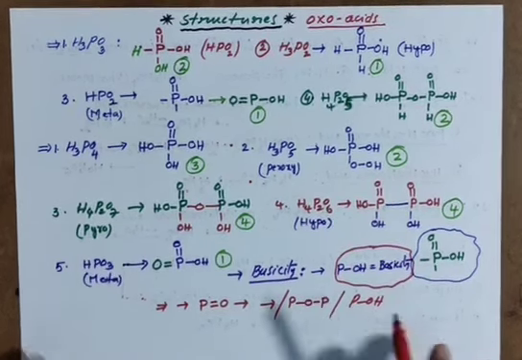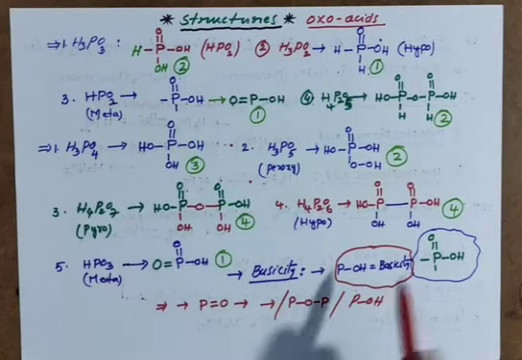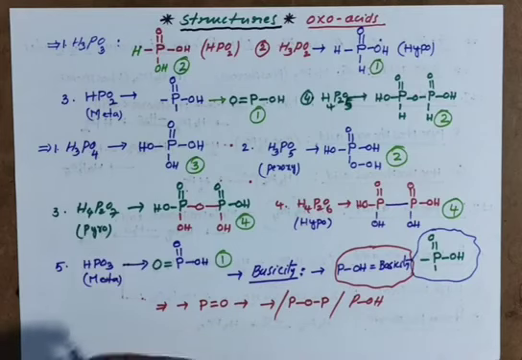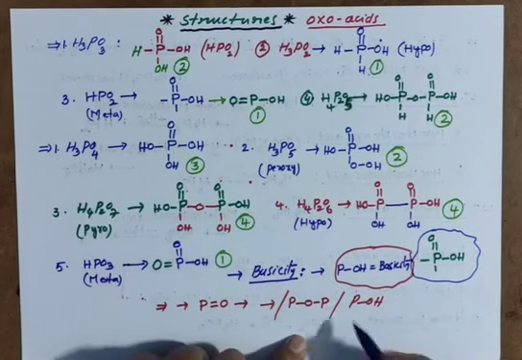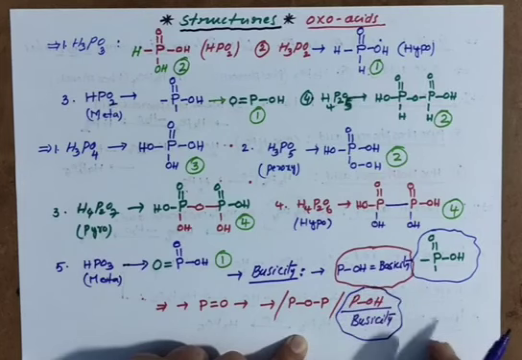And this is the way to draw the structures easily. And the number of POH bonds is equal to the basicity of that particular acid. This is also very easy to remember.